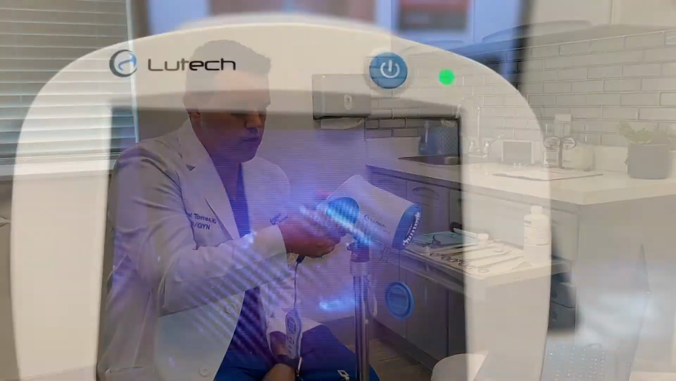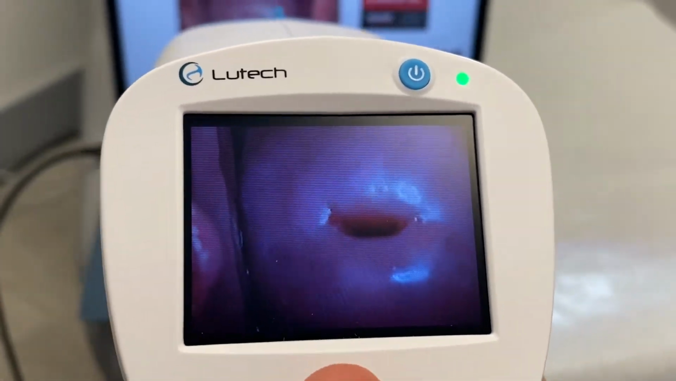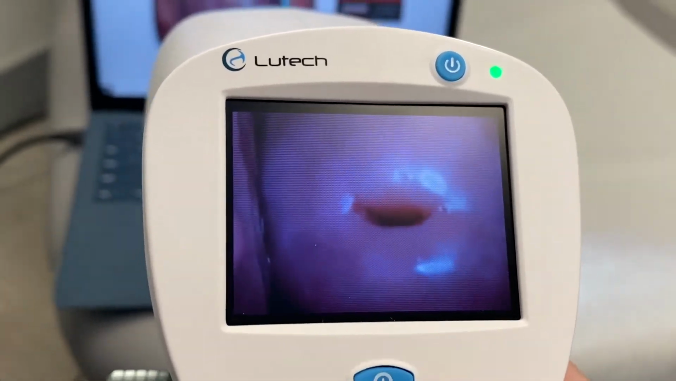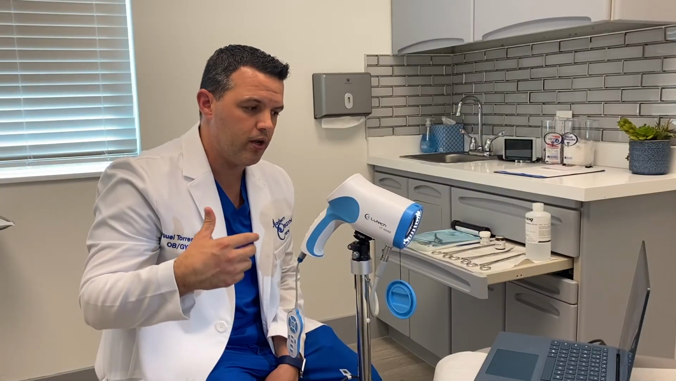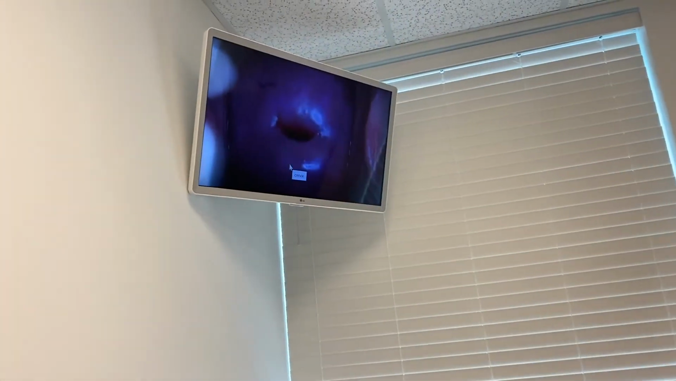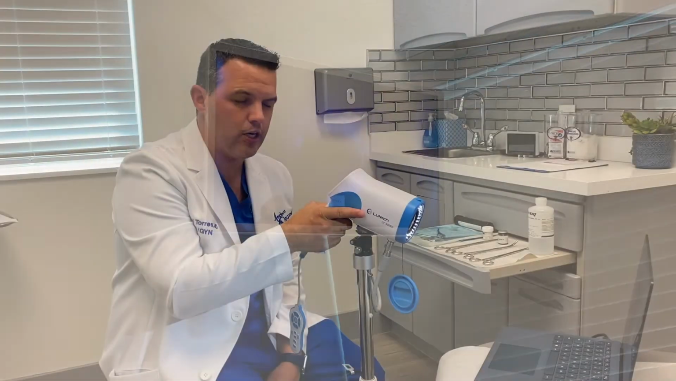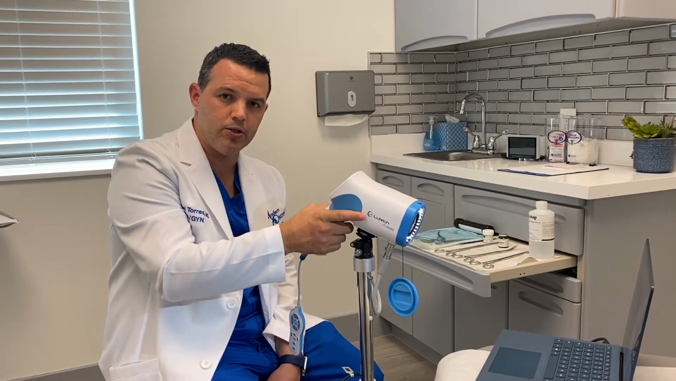This allows for us to zoom in and out. We can also freeze, take pictures, load it into the patient's history so we can compare in the future. In our office, we can also have it connected to a monitor so patients can easily see exactly what we're looking at and where we're doing the biopsies from.